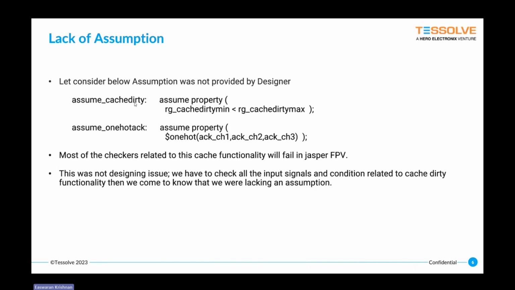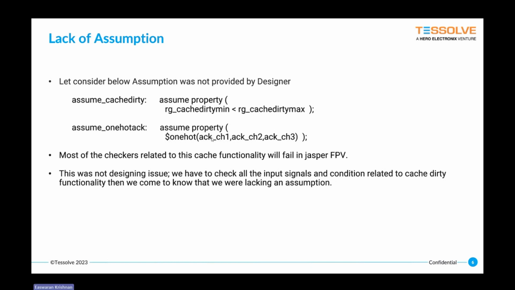Assume that the cache dirty minimum register value is always less than the cache dirty maximum register value. The second one, assume one-hot: this assumption constrains that we will be having a lot of channels, but we will get an acknowledgement from only one of the channels, so there is no chance to get two or more acknowledgements at the same time.